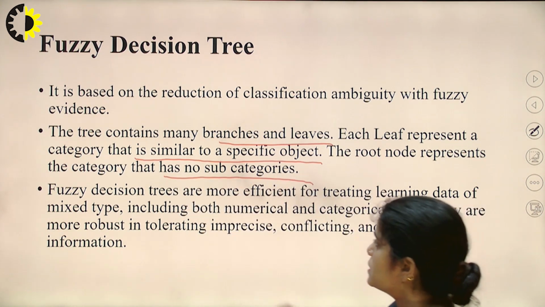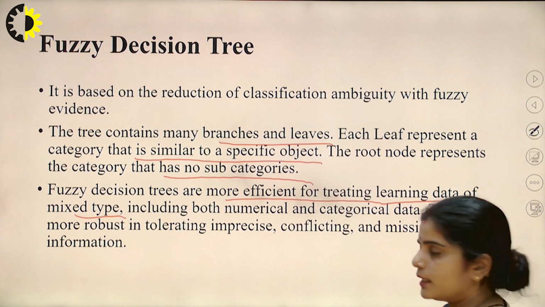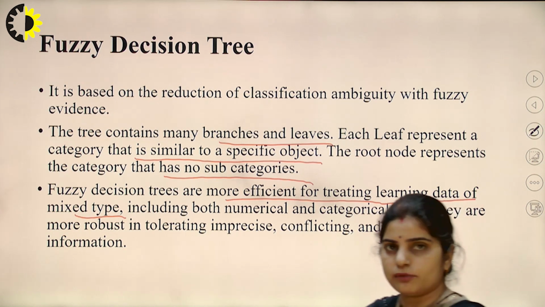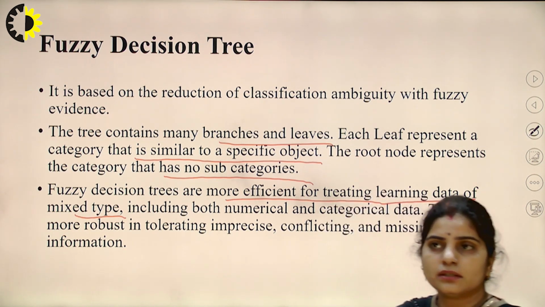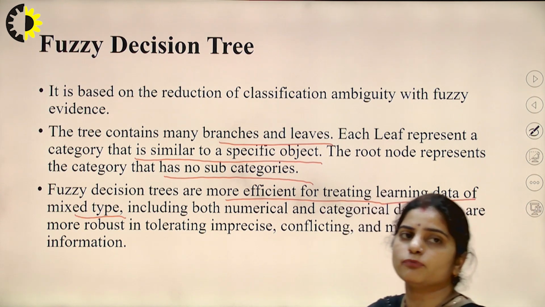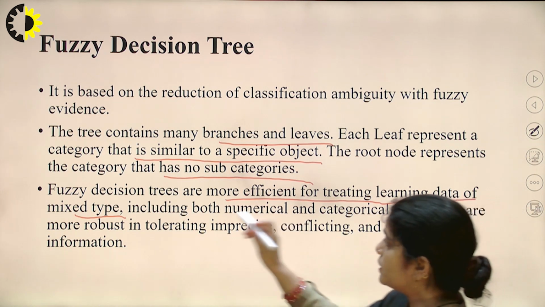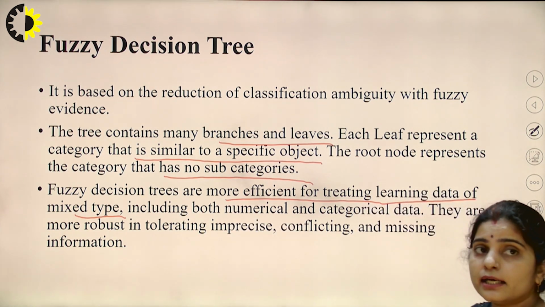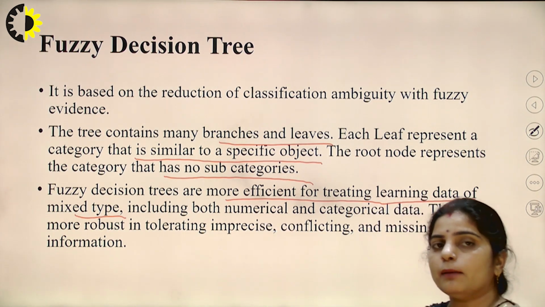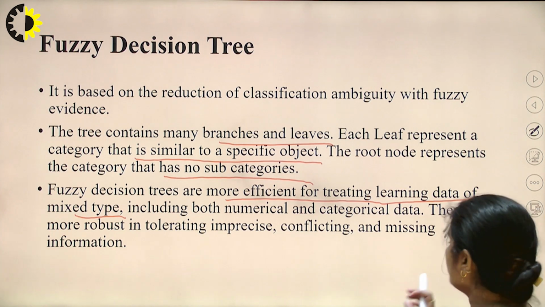Fuzzy decision trees are more efficient for treating learning data of mixed type, including both numerical and categorical data. Basically, data can be of two types, qualitative data and quantitative data. Qualitative data is in textual form, and quantitative data is numerical data. For quantitative data, we have to perform some calculations or numericals on that data. So these fuzzy decision trees are more efficient for treating learning data of mixed type. If you have data containing both qualitative and quantitative or categorical data, then fuzzy decision trees are the best solution for that mixed type data.